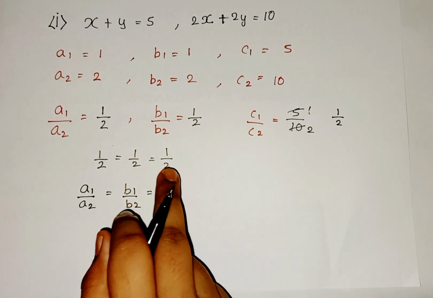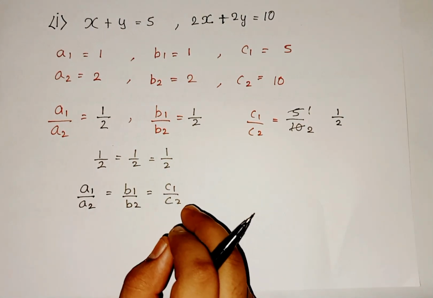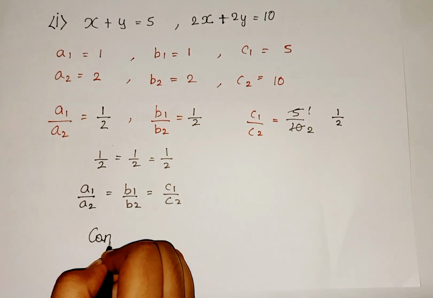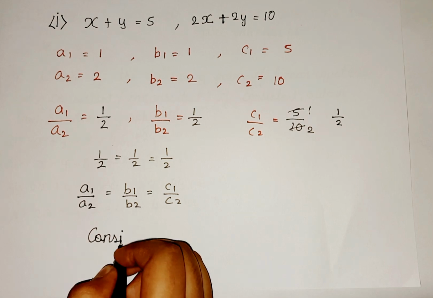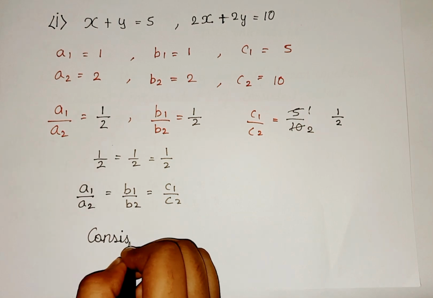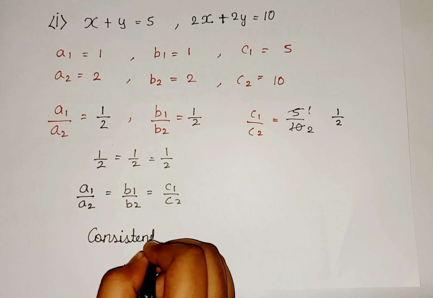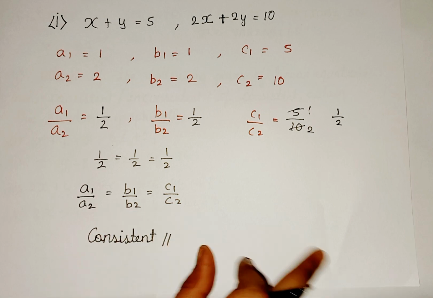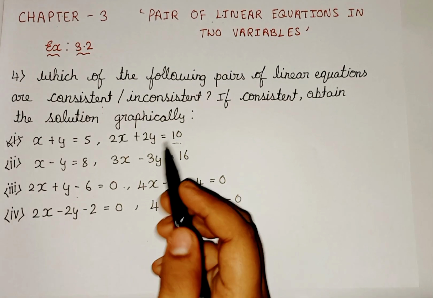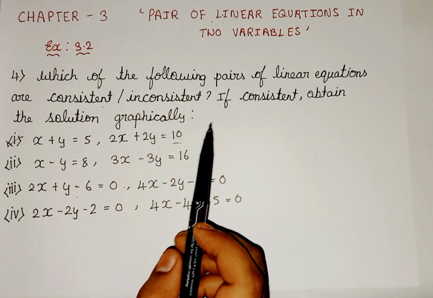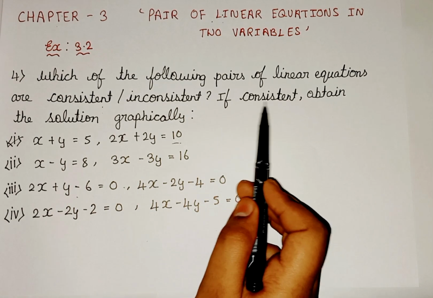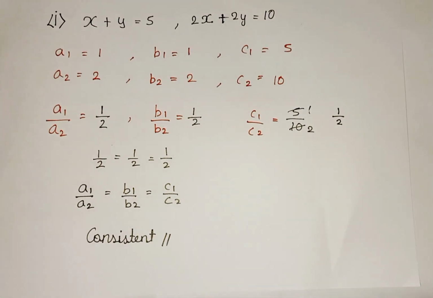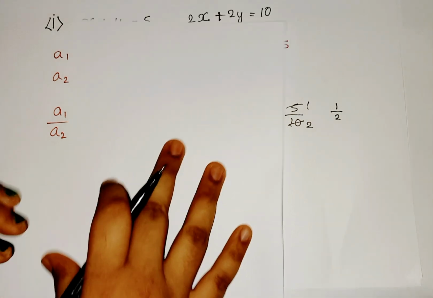So what is the meaning of this rule? Is it consistent or inconsistent? It is consistent. I already told you the meaning of these terms at the start of the video. Make sure that you watch that video, then only you will understand. Now since we got consistent, we are supposed to solve it graphically. Why? Because they mentioned here that if it is consistent, we are supposed to obtain the solution graphically.